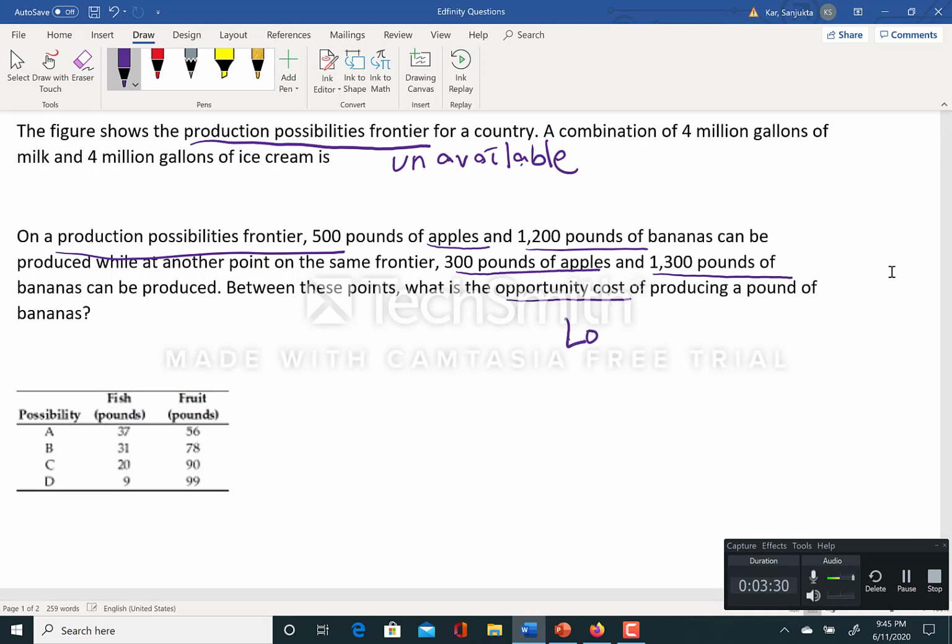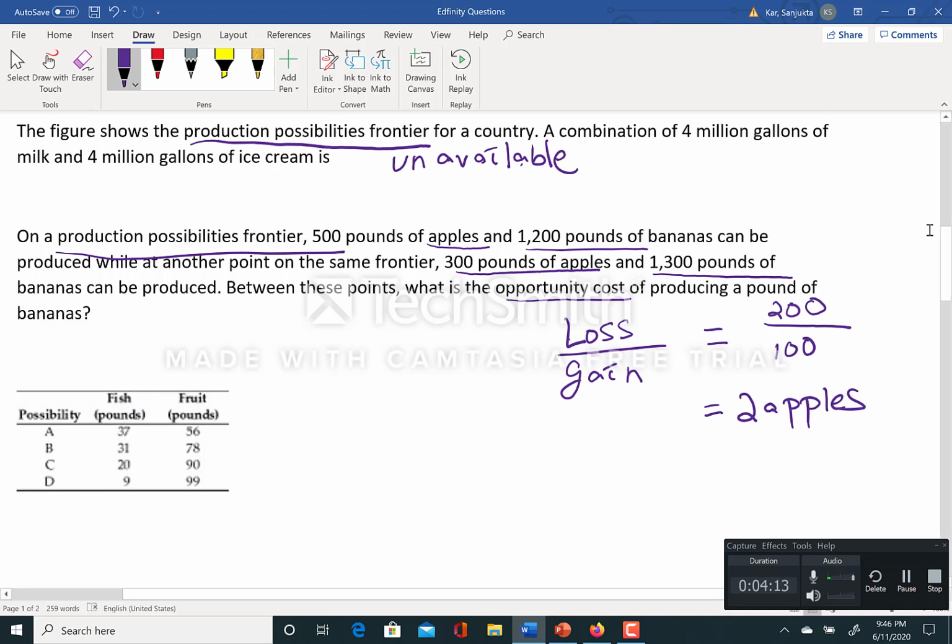Again, the opportunity cost is defined as loss over gain. The loss in apples is going to be 300 minus 500. I'm just going to keep a positive sign here, which is 200, and the gain in bananas is going to be 1200 to 1300, that is 100. So the opportunity cost of a pound of bananas is going to be 2 apples.